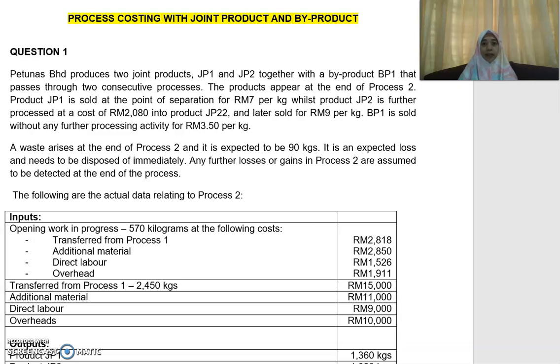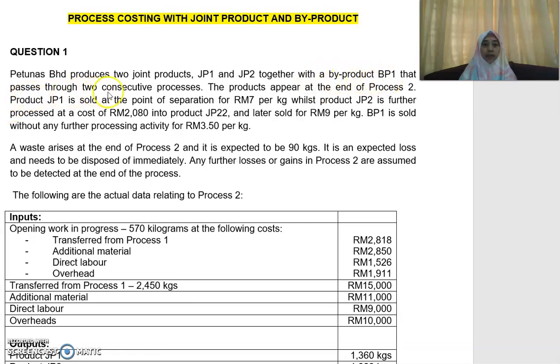Okay, Bismillahirrahmanirrahim. Now we continue with process costing. We look at the question with the joint product and byproduct. So, Petunas Bhd produces two joint products, JP1 and JP2, and you also have a byproduct, that is BP1.